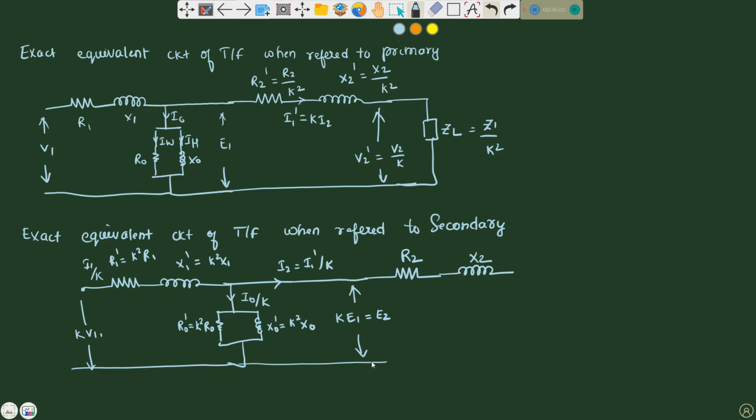Then we will get R2 winding resistance due to secondary winding and inductive reactance in the secondary winding, okay. So at last we will get load impedance and secondary voltage. This is the exact equivalent circuit of transformer when referred to secondary side. So first approximation to equivalent circuit is with respect to primary side. So place the shunt branch before the primary impedance. Understood? So then what we are going to discuss?